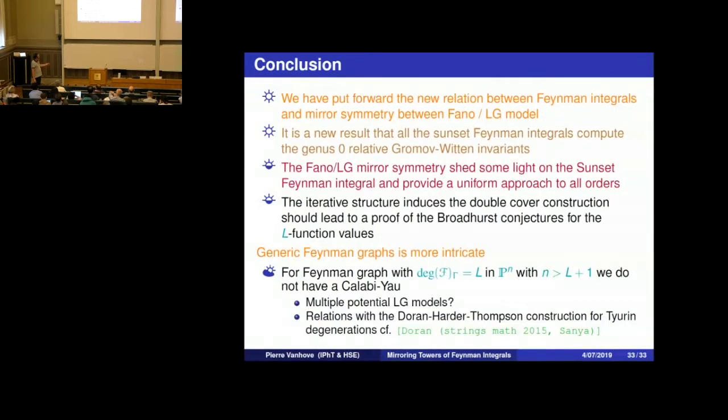But at least for the two-loop case, which we are looking at with Spencer and Matt, the DHT construction for Tyurin degeneration that Chuck described at String Math in Sanya seems to apply directly. And that seems, at least for the two-loop case, a way to completely crack the problem of what these Feynman integrals are. Thank you very much.